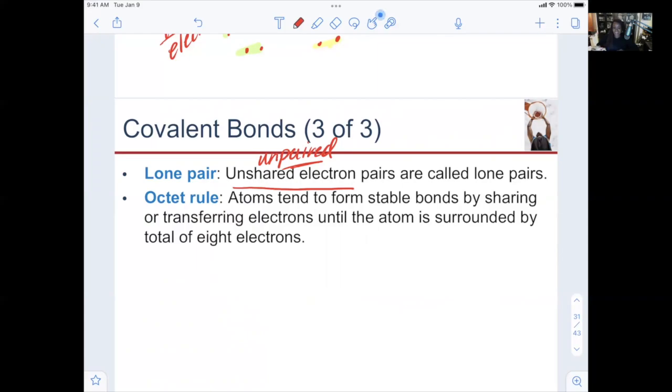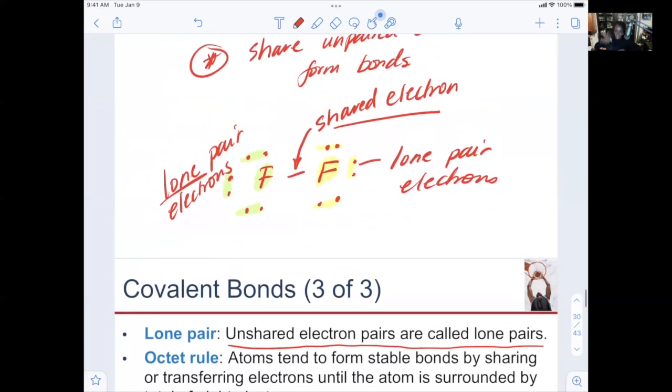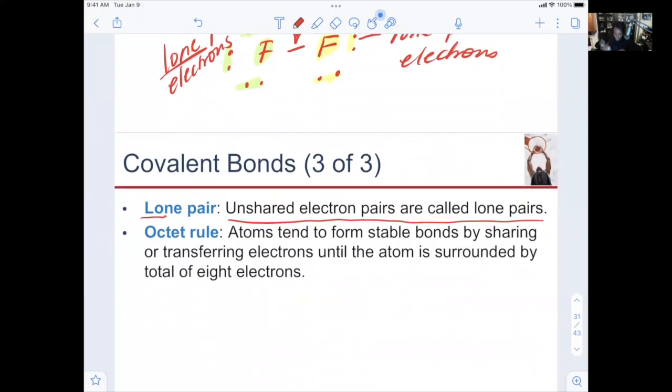Sorry, this is something else. Unshared electrons after the bond is made, right? So they're talking about something else. Sorry, I jumped ahead. I thought they were going somewhere else with this. The unshared electron pairs are also called lone pairs. And I already went ahead and explained that right here, right? These are the ones that belong to one element by itself, ergo alone, lone pair.